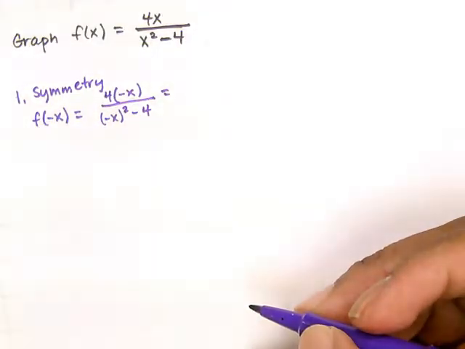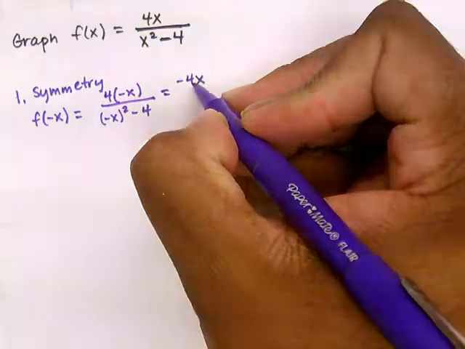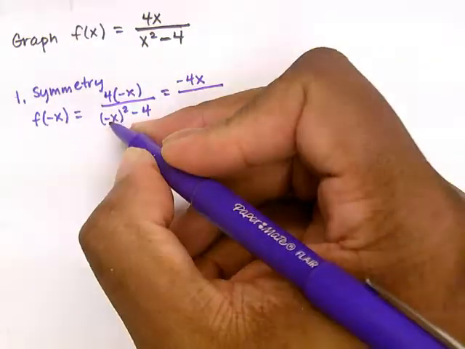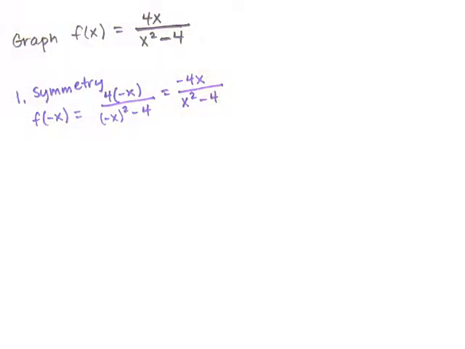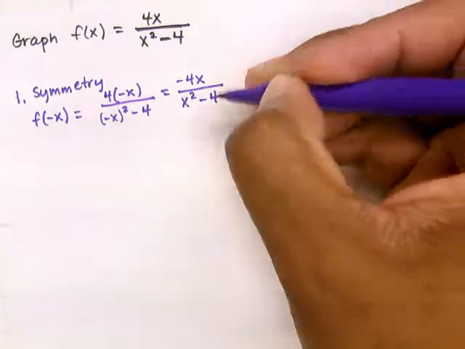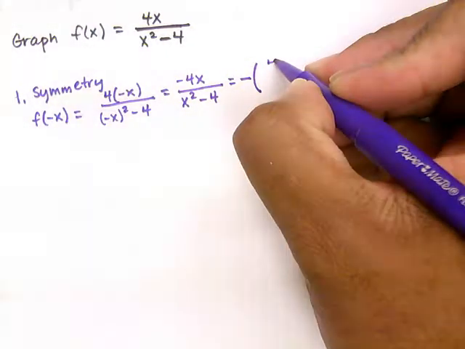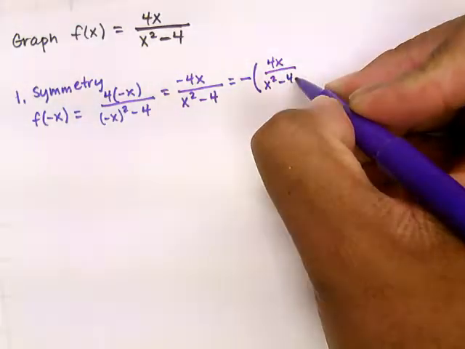Now we'll just simplify the numerator and the denominator. 4 times negative x will be negative 4x, over, we square a negative, it's going to be positive, so negative x squared will be x squared minus 4. Now watch what happens when I take that negative sign and put it in front. I'm going to have the negative and then 4x over x squared minus 4.